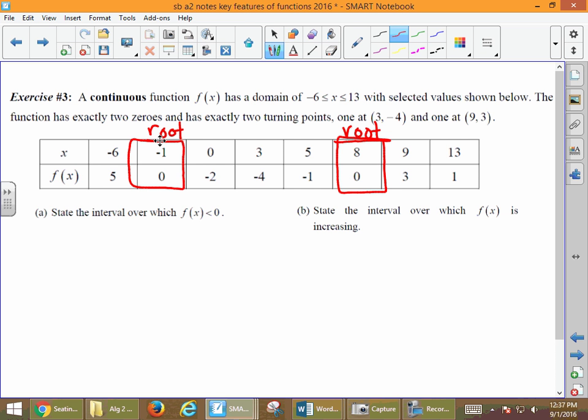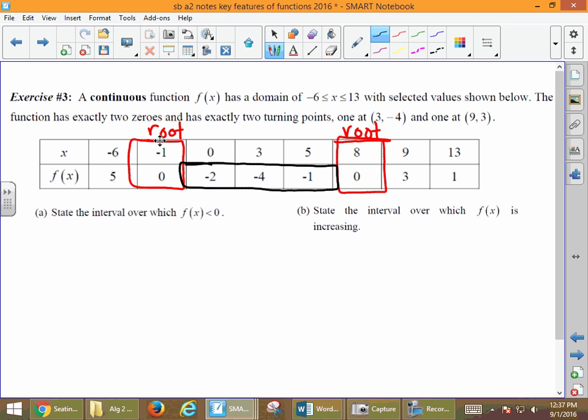But on this one, we're not looking at it. That's what makes it tougher. But what we're asking ourselves is, where are the y values less than 0? That's what this question is asking. And where are the y values less than 0? They're here. In other words, it's in between.